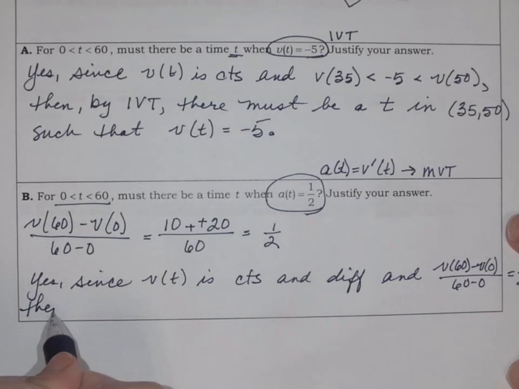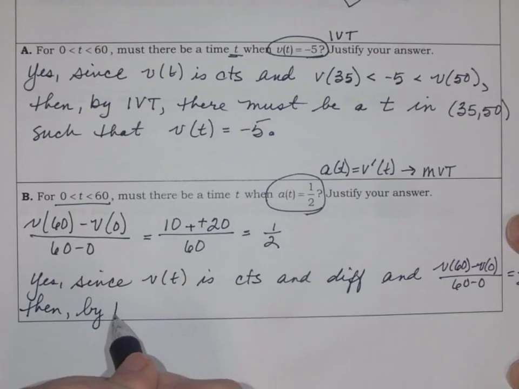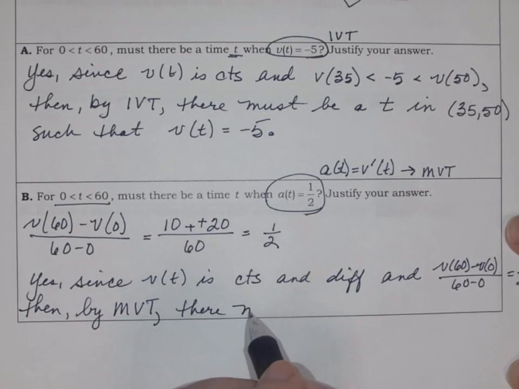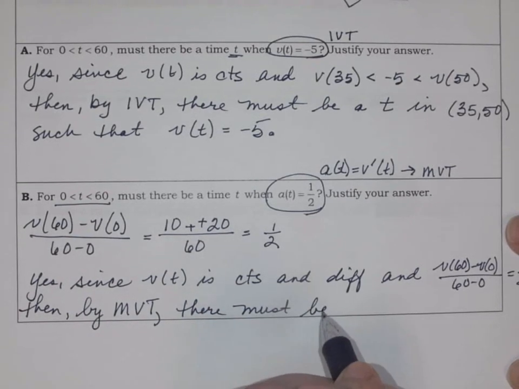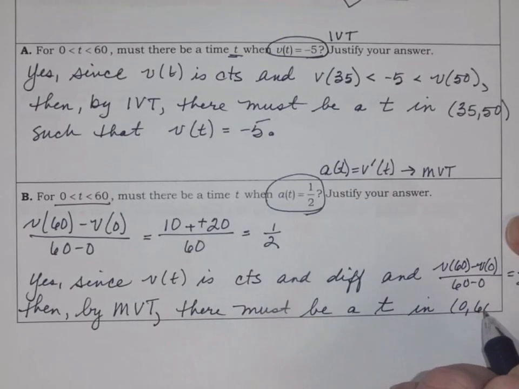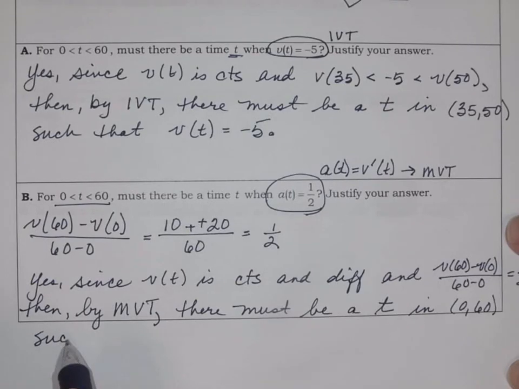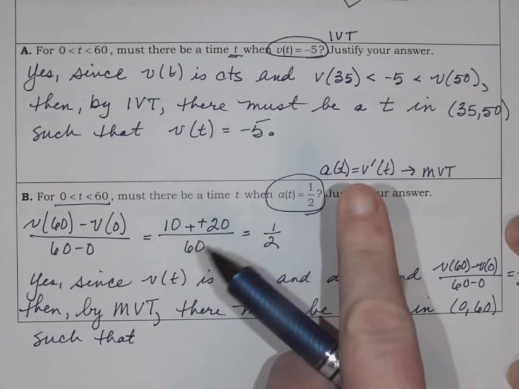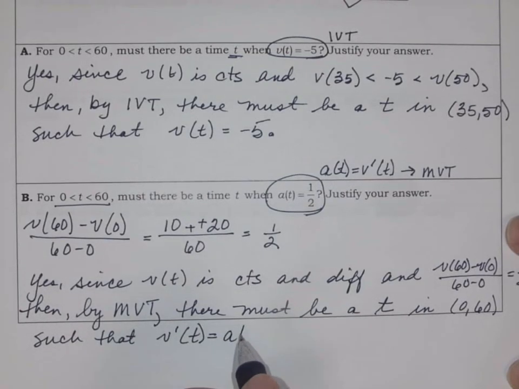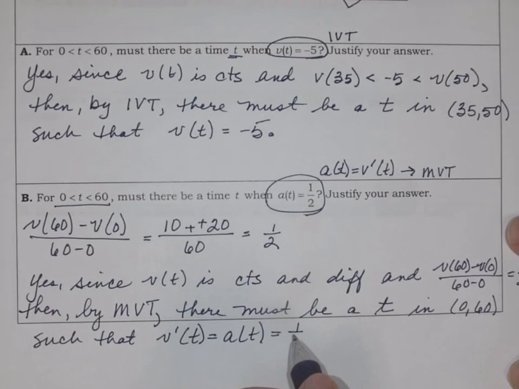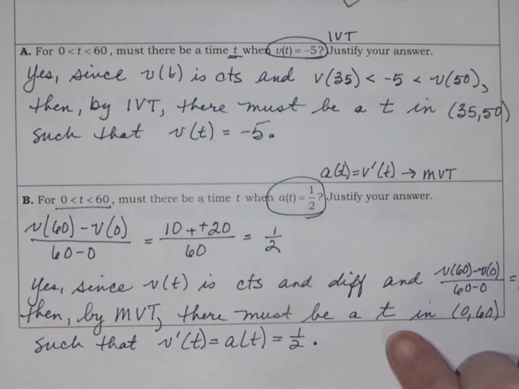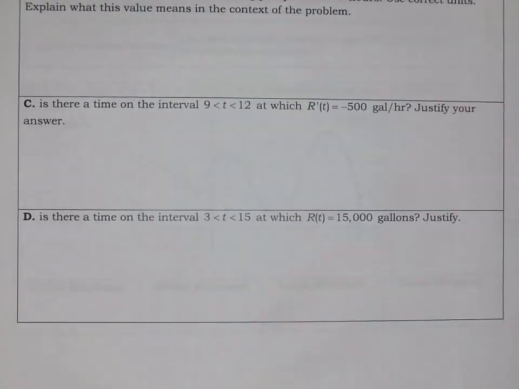So then, by MVT, there must be a t in 0 to 60 such that, now we state our v prime of t, which is equal to a of t, equals 1/2. Okay? All right, so I think that's all of our, oh, one more.